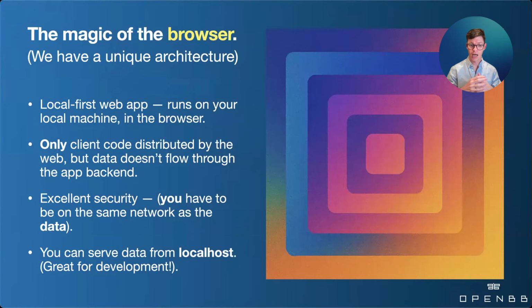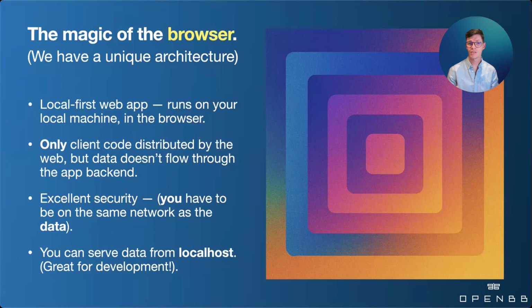We don't have a backend that fetches your data or anything like that. We actually hit the data endpoints directly from the browser. So only the client code is distributed by the web, but there is no data that flows through our backend system at all. And the main benefit of this, or one of the big benefits, specifically if you're in enterprise, is we have really excellent security. You have to be on the same network as where the data is available. If you're not, you just won't have access to it.